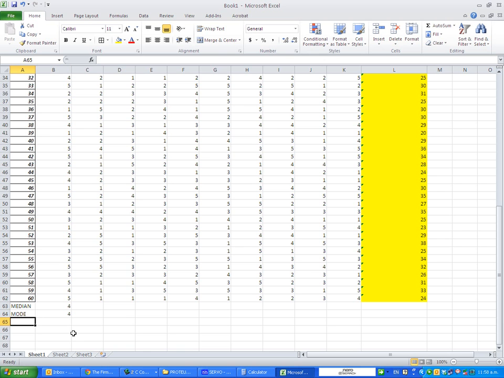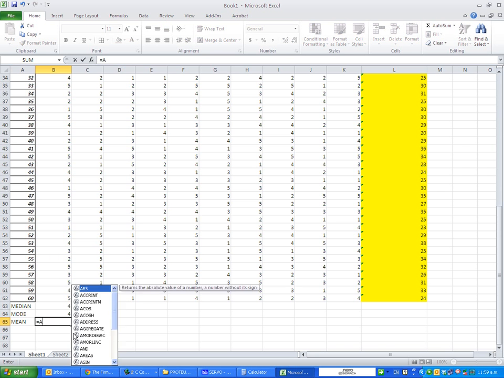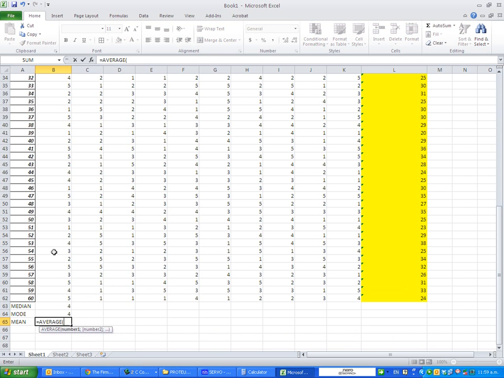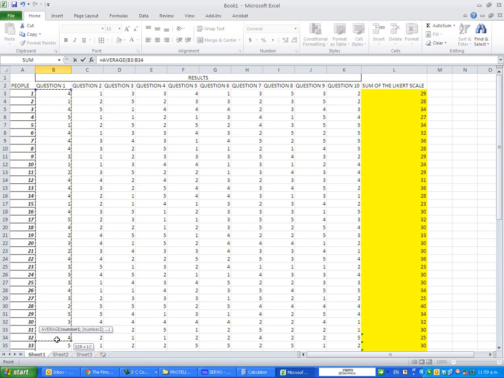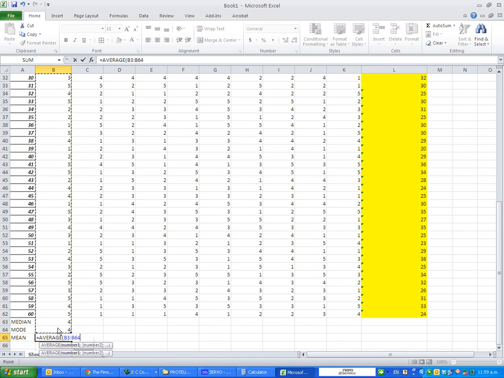Okay, and we also have the mean. The mean is the arithmetic average of a set of numbers. So what we're going to write is equal sign, and its formula is AVERAGE, and we're also going to choose these. Very good. So we have the median, the mode, and the mean.